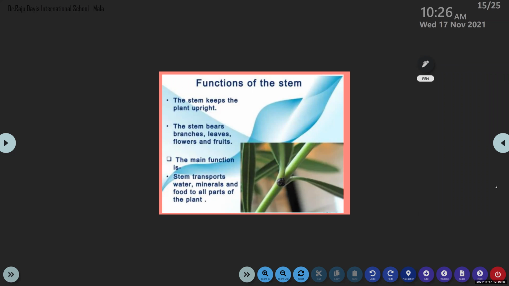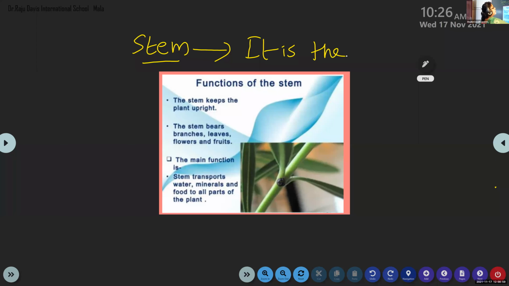And the definition of stem. Next part is stem. It is the major part of a plant, means important part of a plant. Stem is like a backbone, just like a spinal cord. Stem is the major part of the plant which keeps the plant upright.